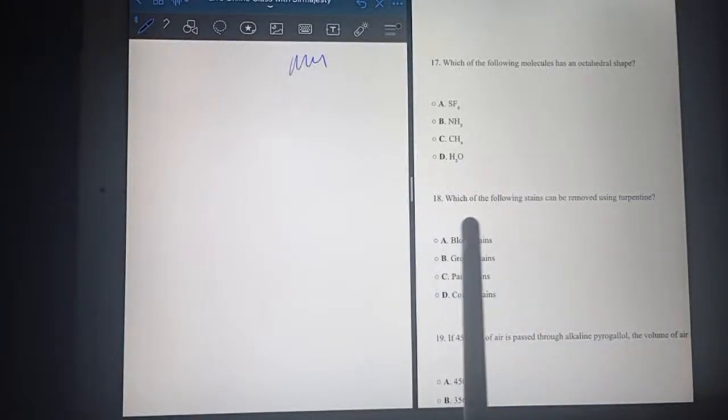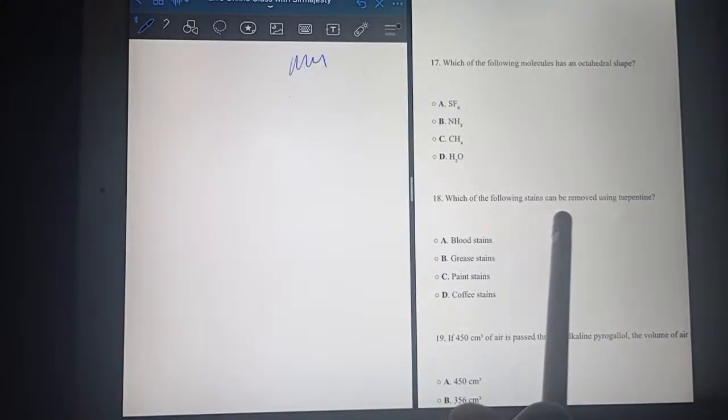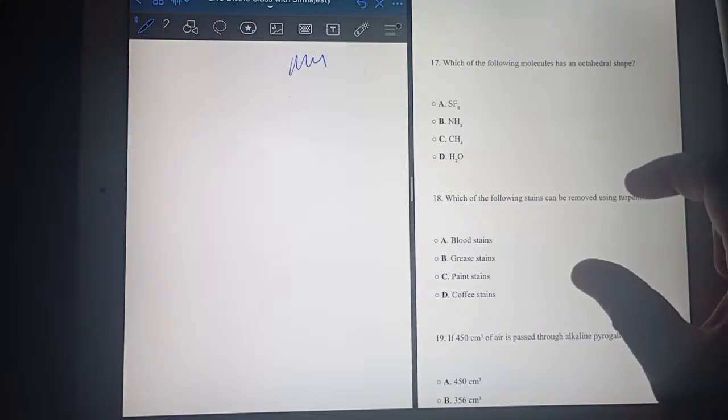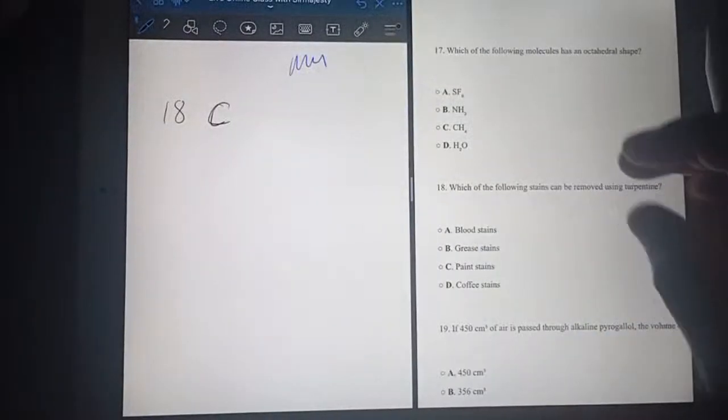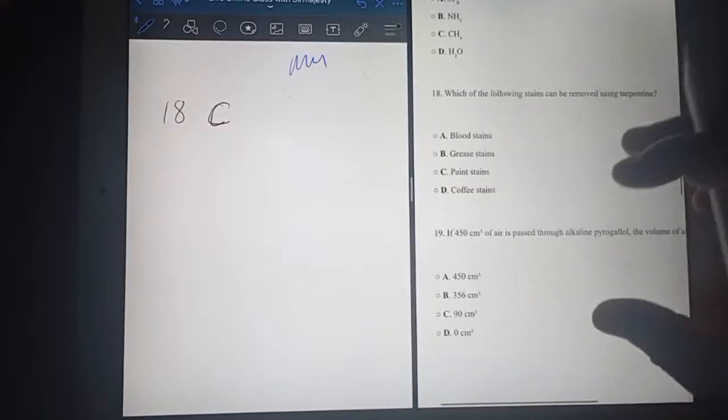The other one says, which of the following stains can be removed? Of course, turpentine is used in paint. So the correct answer to question number 18 is C, paints. Most times we use turpentine as thinner in paint.